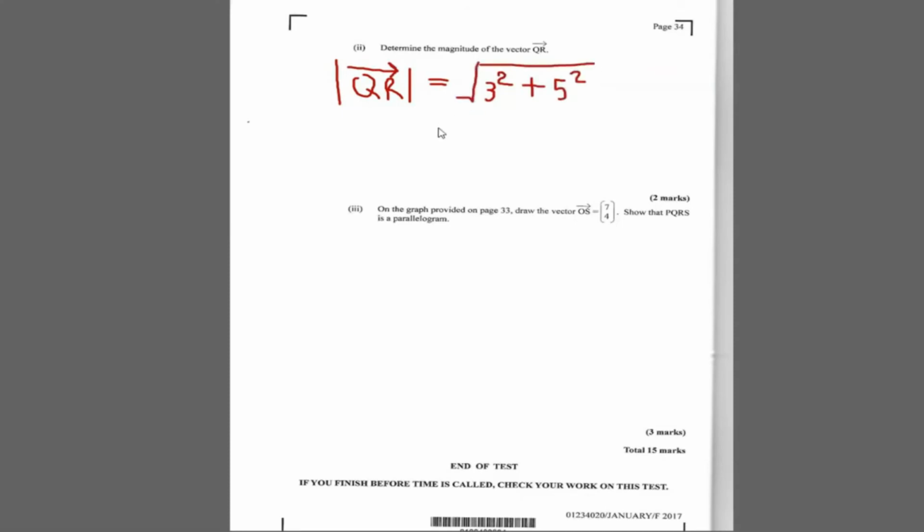So the magnitude of vector QR is 9 plus 25, which is 34. So the magnitude of vector QR is the square root of 34. All right, that's the magnitude of vector QR.